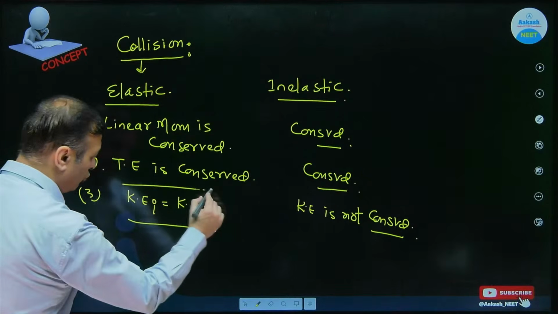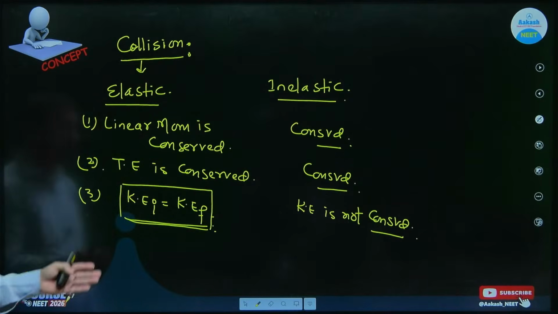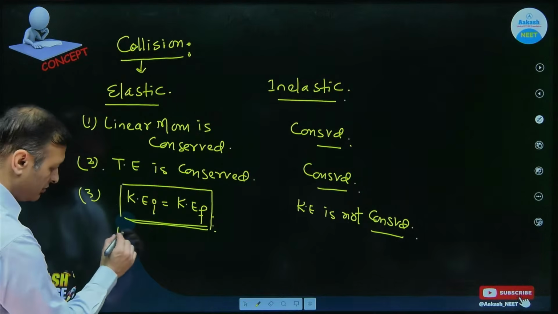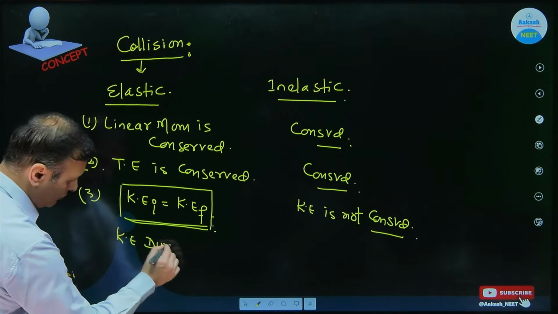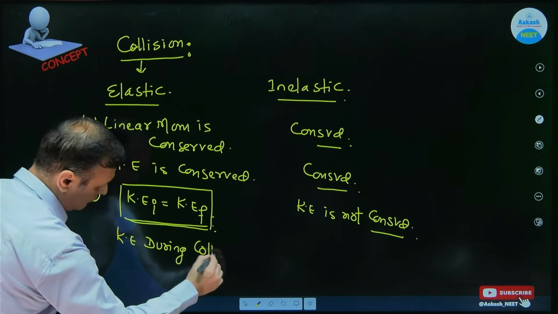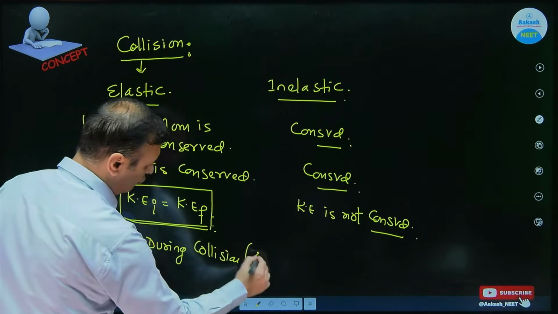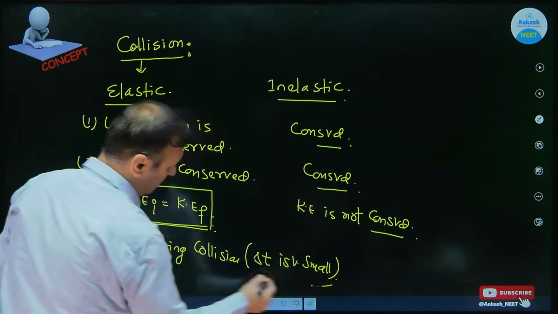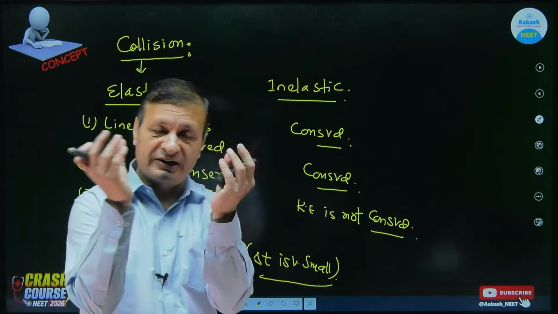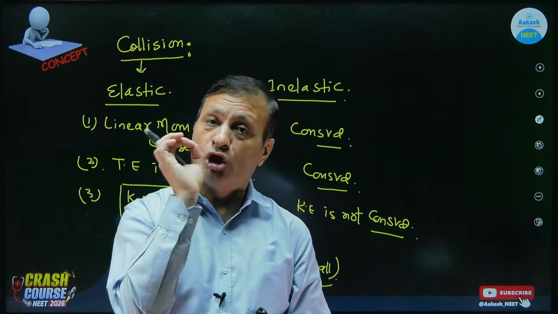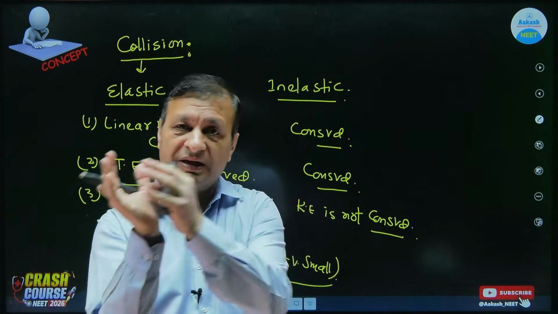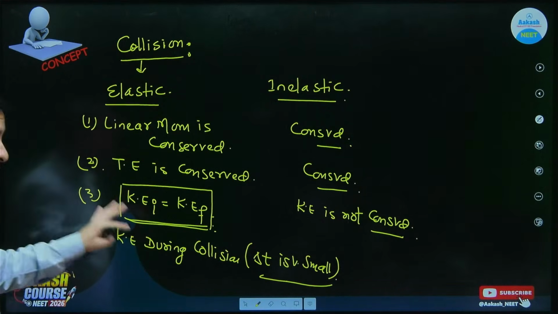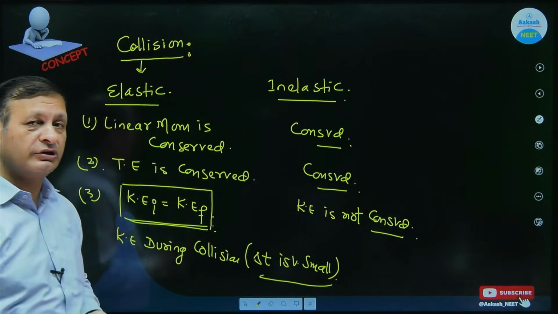Here also a very important point to be noted: the kinetic energy of the system before the collision and after the collision is the same, but kinetic energy during collision, where delta T is very small, is not conserved, because during that period they are exchanging the momenta with each other. So kinetic energy is conserved before and after, but not during the collision part.